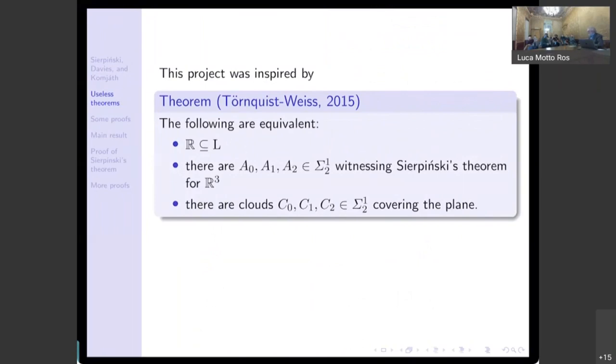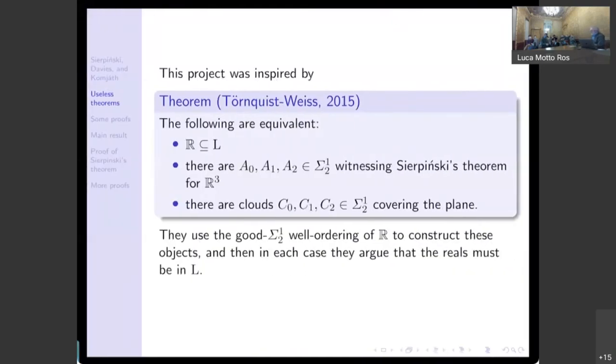So this project was inspired and really commissioned by the following theorem, which I think is one of the nicest. I find it extremely nice. It says that the following are equivalent. Every real is in L. There are A0, A1, A2, which are sigma 1 2 with no parameters, so no explicit sigma 1 2 definition, witnessing Sierpiński's theorem for three, and there are clouds C0, C1, C2, sigma 1 2, covering the plane. What I was saying before is that Asger and Bill said it's just enough that C2, one of the three, is sigma 1 2, and the other guys can do whatever they want, but for some reason they didn't notice the same thing here. But it's kind of curious.